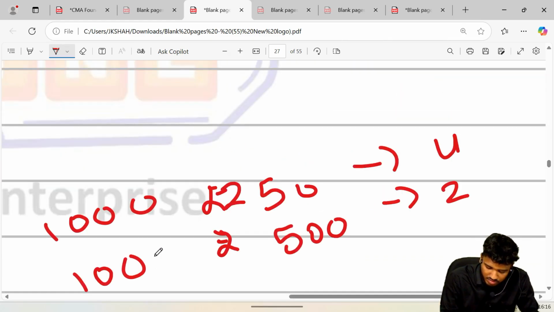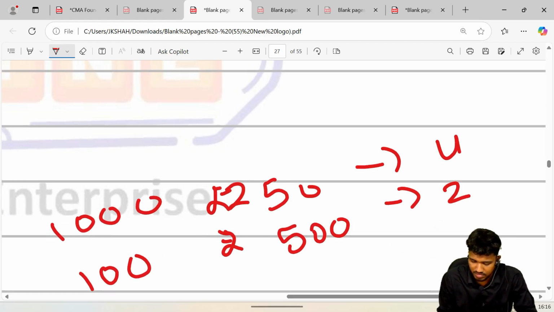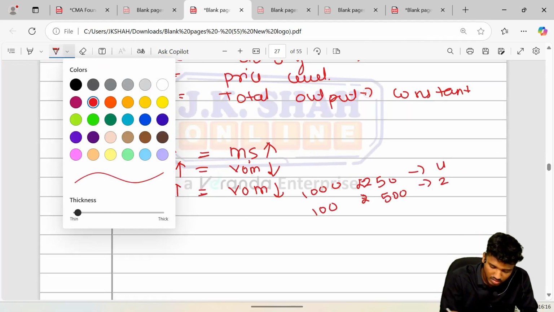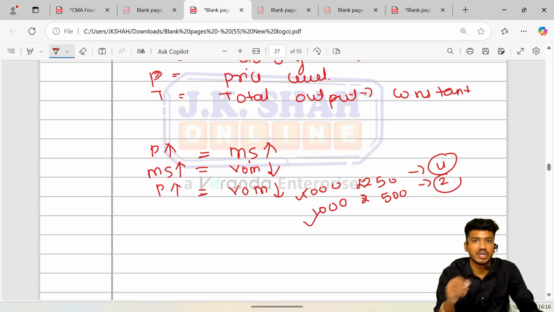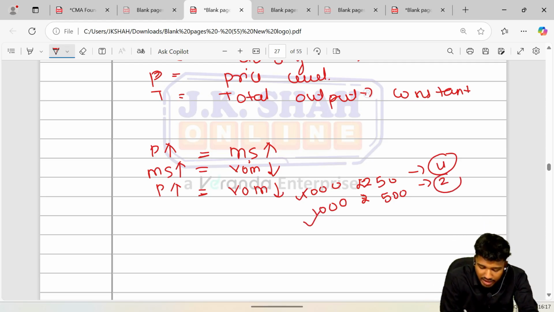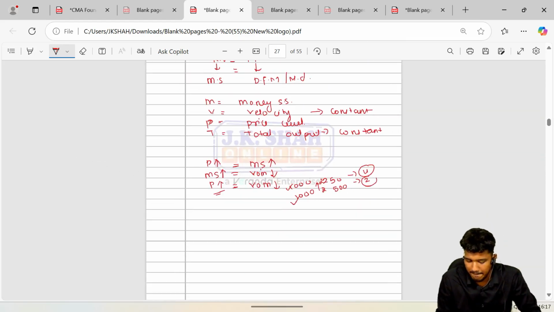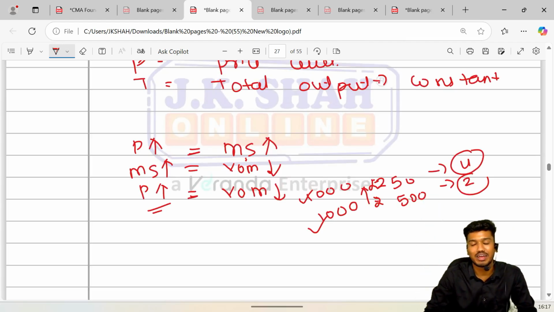Previously 1000 had the ability to buy 4 quantity, now 1000 has the ability to buy only 2 quantities. So this is what is called: as the price increases, value of money decreases. Okay, moving forward. I hope you guys are clear with this.